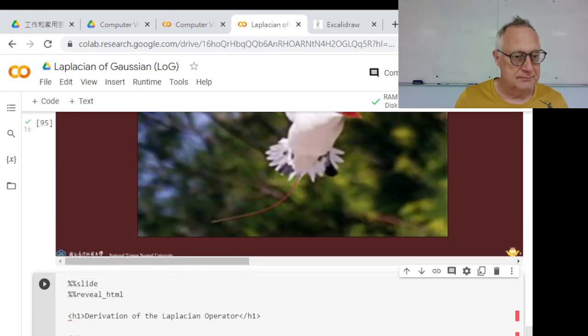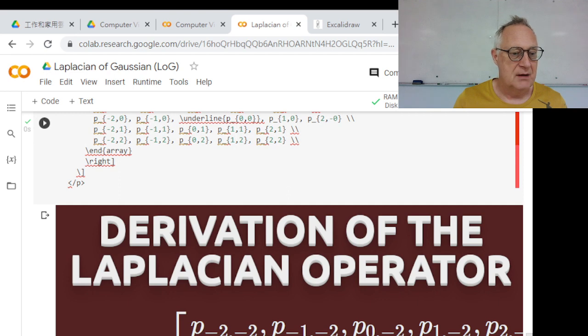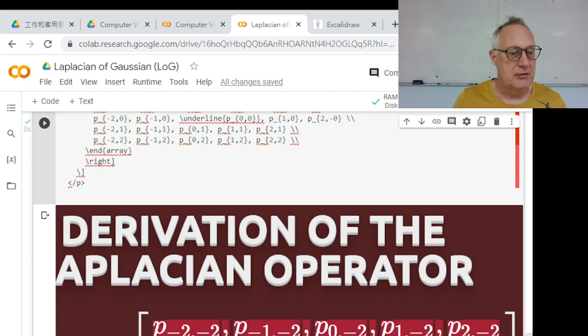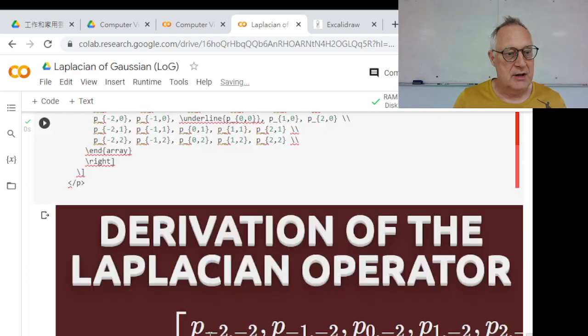Here's our image. So now how do we estimate the second order derivative? If I look at a 5 by 5 area as a convolution mask, right, then the center pixel is here, P00, and then I have other pixels here, P-1,0, P-2,0, P1,0, P2,0. And here I would have P-2,-2, P-1,-2, P0,-2, P1,-2, P2,-2. So this is just a 5 by 5 convolution mask.